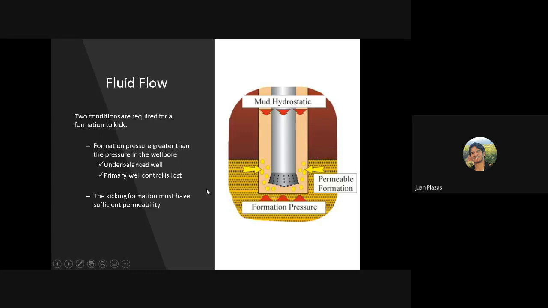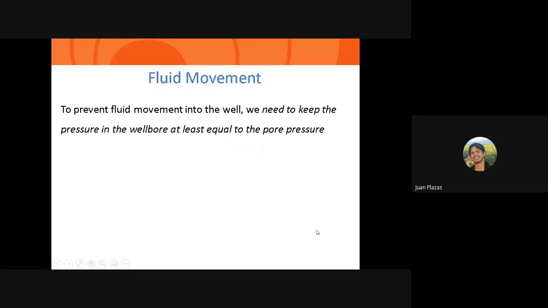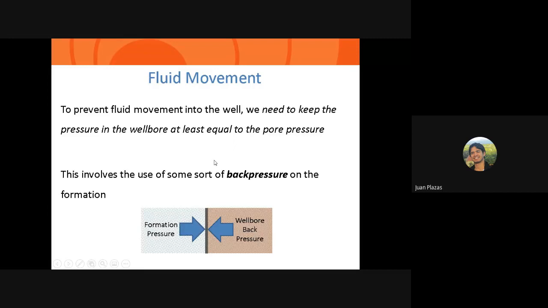When we had an underbalance condition, we actually lost our primary well control. Primary well control means that our hydrostatic pressure is enough to control formation pressure. To prevent fluid movement into the well, we need to keep the pressure in the wellbore at least equal to the pore pressure.